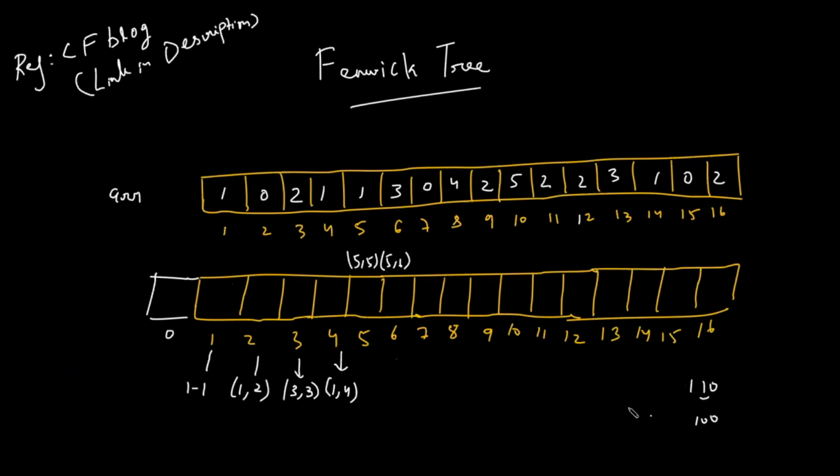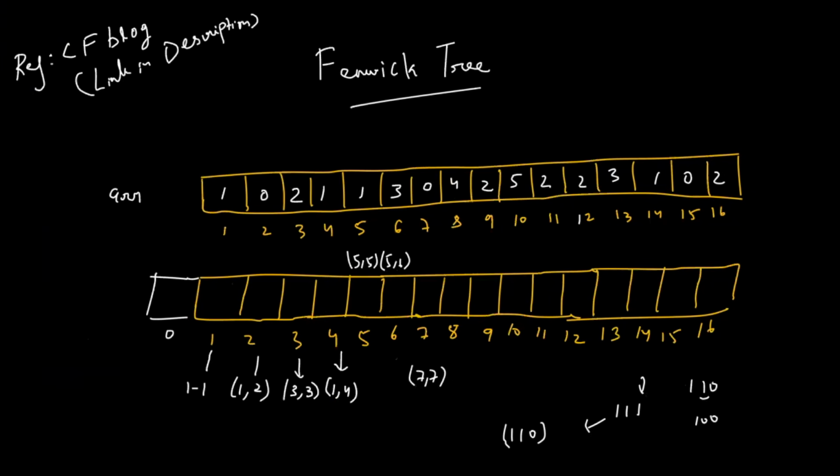If I write 7, 7 is 1, 1, 1. So let's turn off the rightmost bit. What we get is 1, 1, 0, that is nothing but 6. So 6 plus 1 is 7. So L will be 7. So this refers to 7 comma 7.